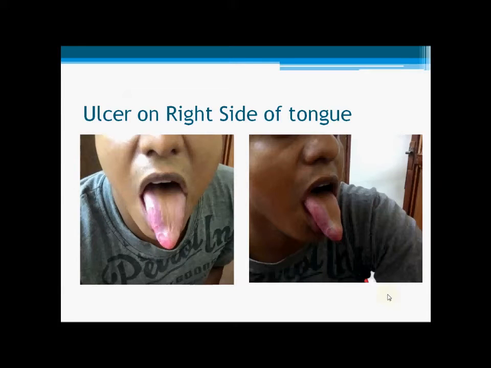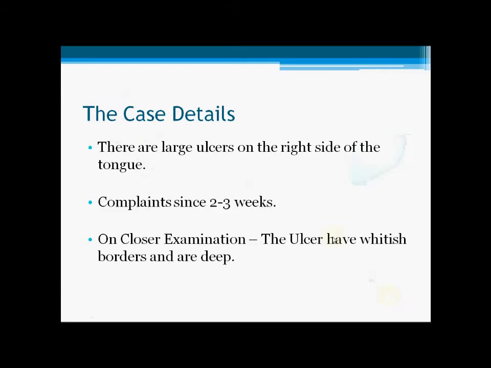A patient comes to us and there is ulcer on the right side of the tongue. As you can see, there is ulcer on the right side of the tongue. In the second picture, the ulcer is there and there is a whitish faint border on it. Now these complaints are there since the past 2-3 weeks. On closer examination, the ulcer has whitish borders and is a little deep. Now what to do? You have a lot of options to explore the case and study it and solve it.